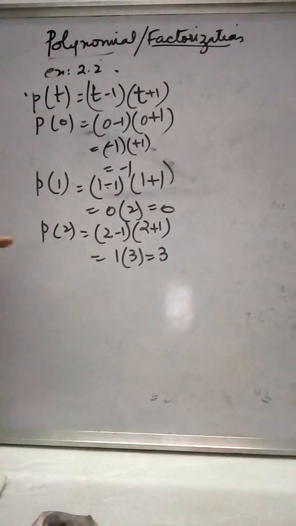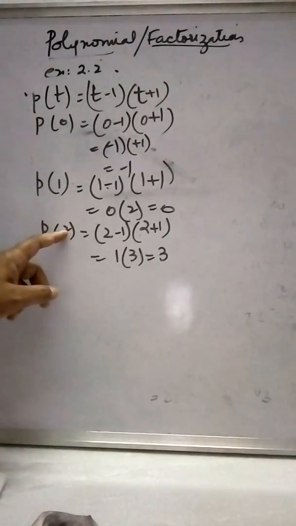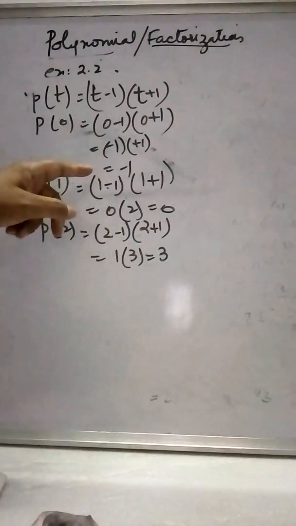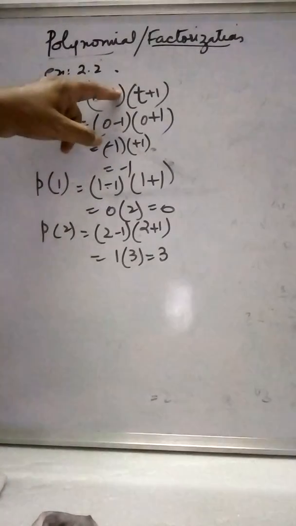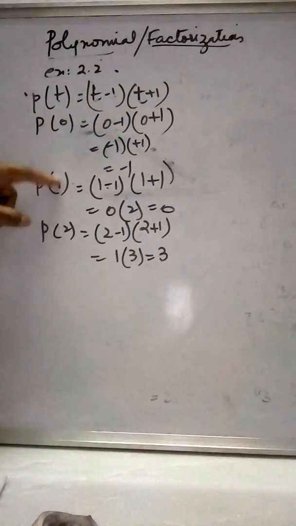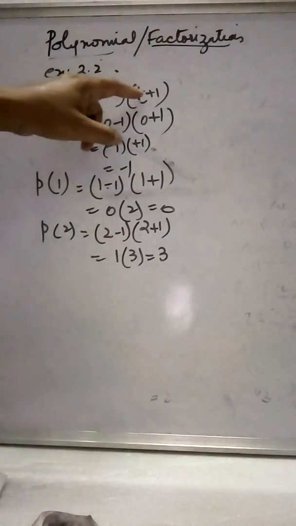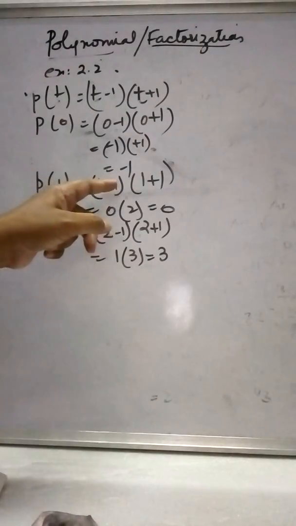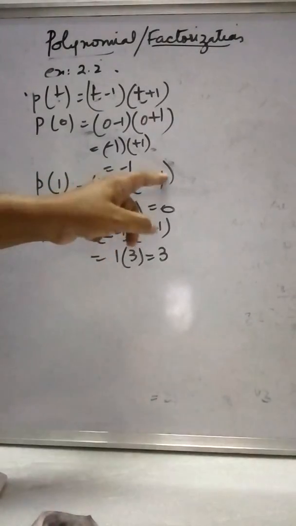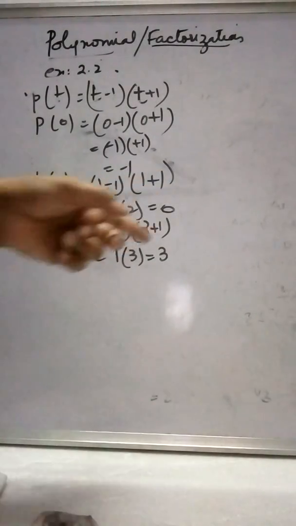I'm just substituting t = 2 in place of t. So P(2) = (2 minus 1)(2 plus 1), and P(1) = (1 minus 1)(1 plus 1). You can see the result: 1 minus 1 is 0, 1 plus 1 is 2, and 0 into any number is 0.